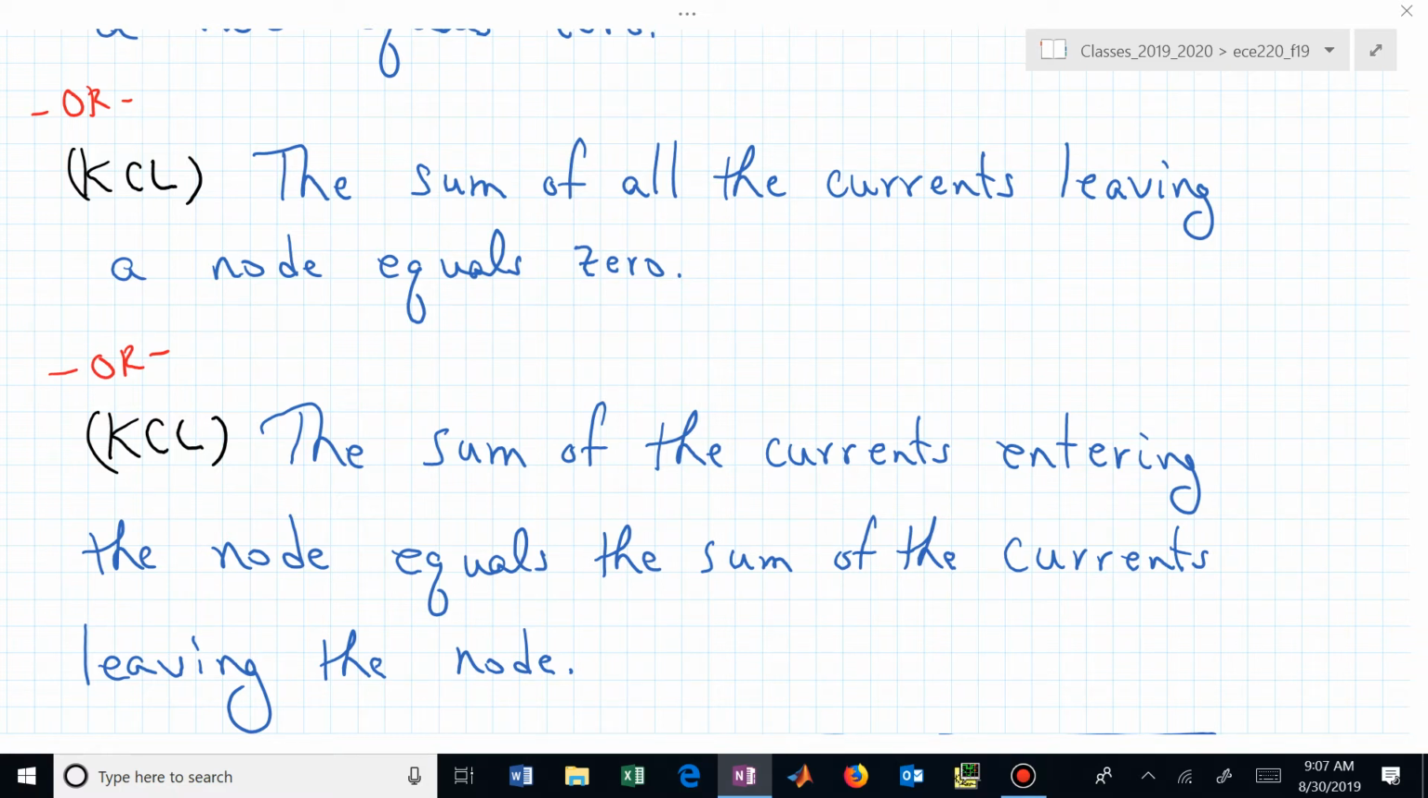And all of those are equivalent statements. I might say that in any of these forms throughout the semester, and you might hear it or see it in written material or presented material. Somebody might say, oh, let's set the currents entering equal to the currents exiting. That's just KCL.